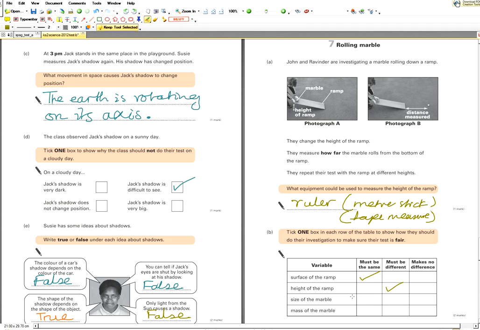Size of the marble should be same. Mass of the marble should be there. Make no difference. No, it doesn't make a difference. Of course it does. I'm guessing. We're not supposed to be guessing. We're doing science. We're not doing bingo.